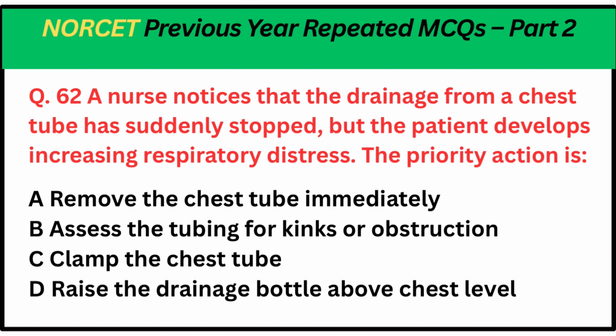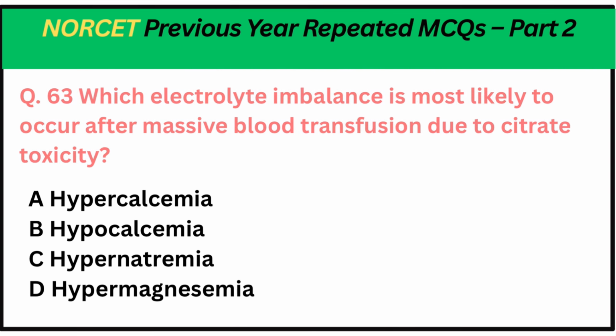A nurse notices that the drainage from a chest tube has suddenly stopped, but the patient develops increasing respiratory distress. The priority action is... Your correct option is option B. Assess the tubing for kinks or obstruction. ये क्वेश्चंस भी बहुत बार रिपीट हो चुके हैं. Moving to the next question, question number 63.